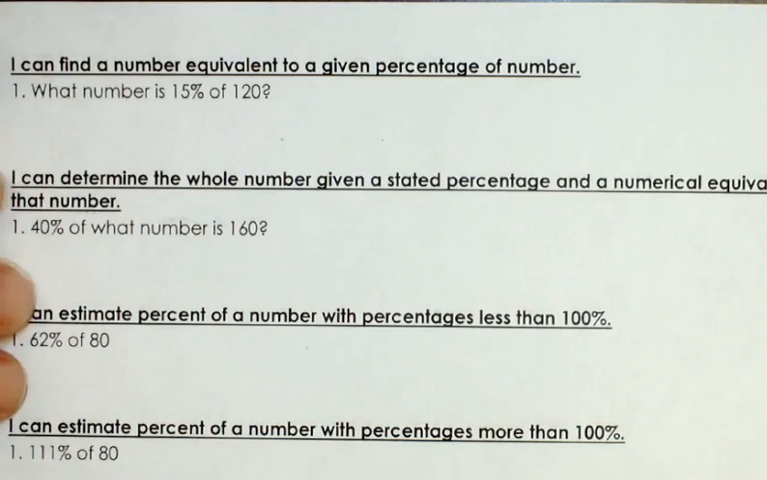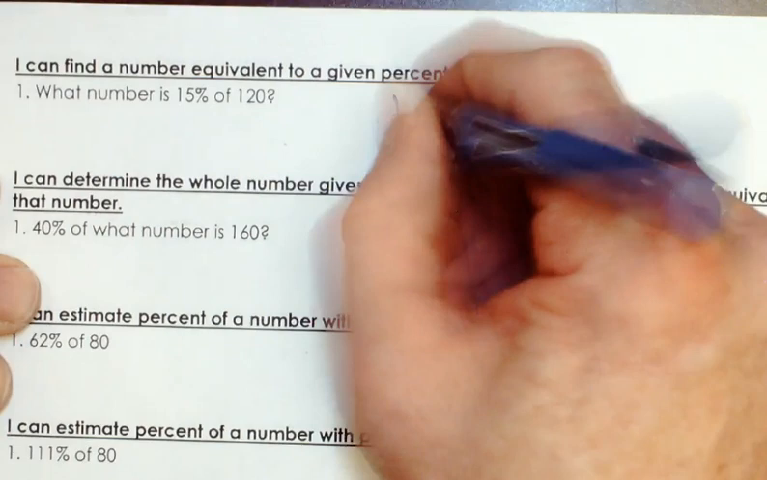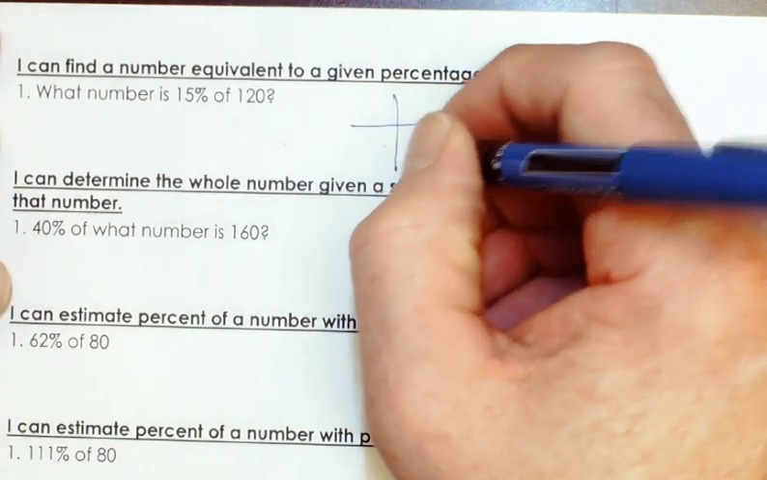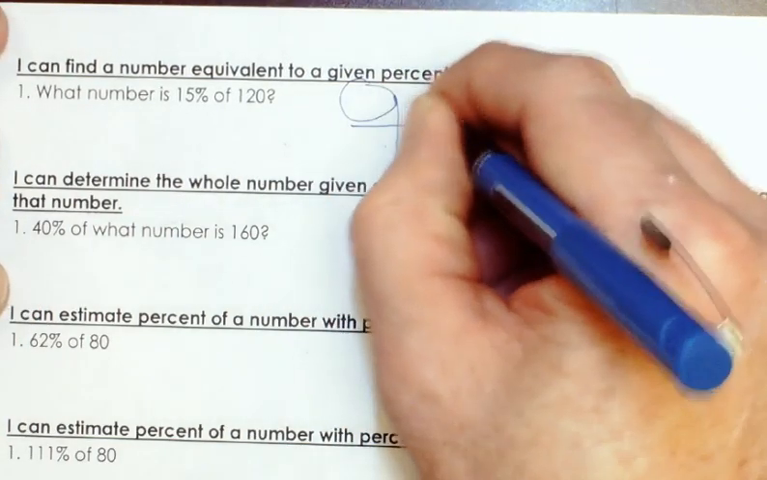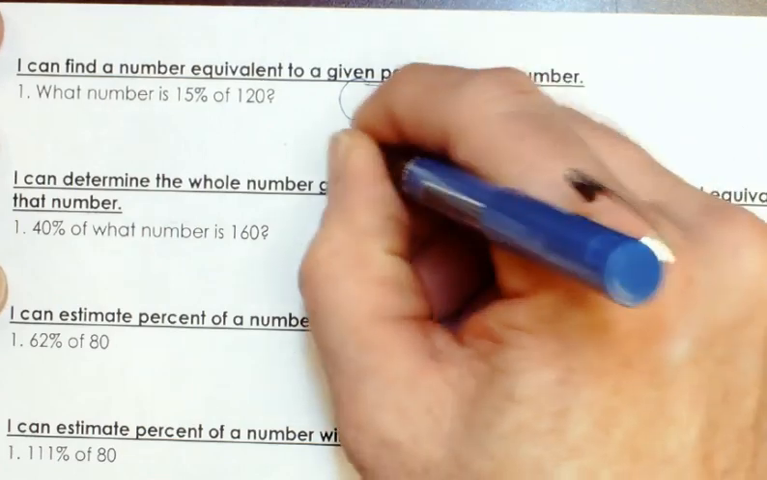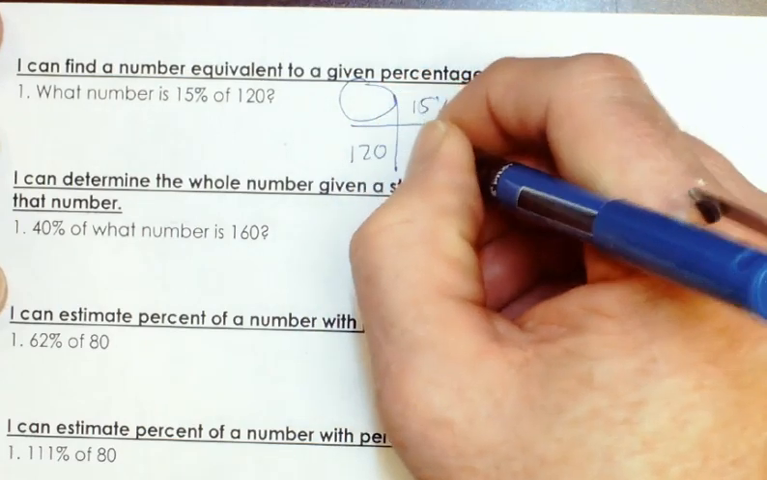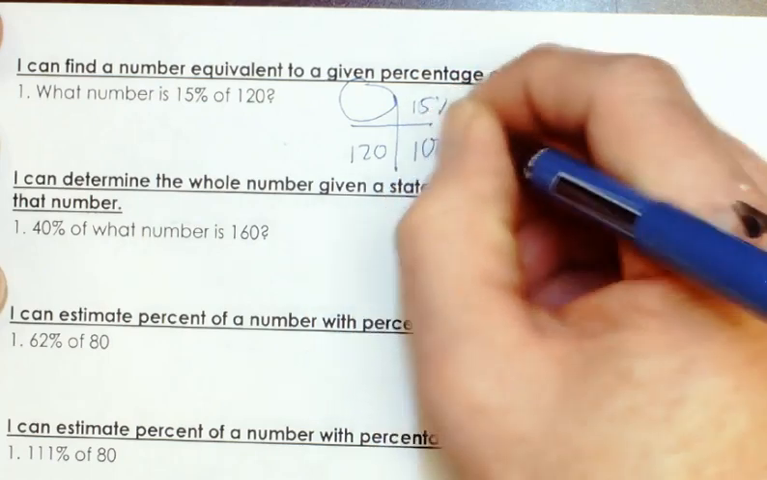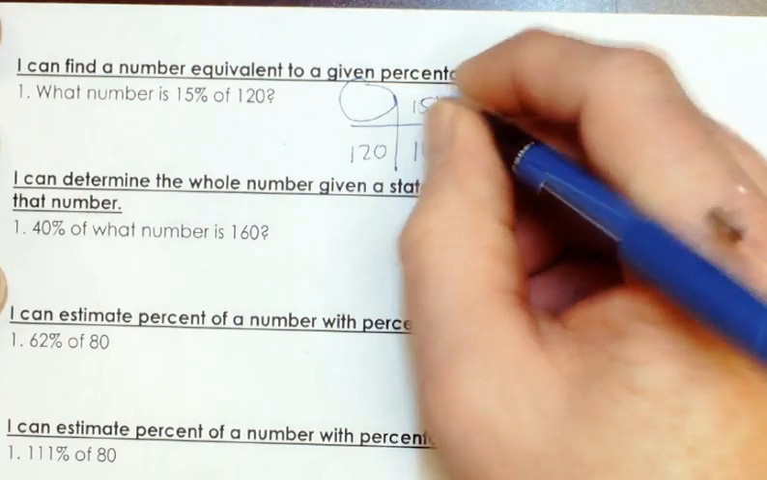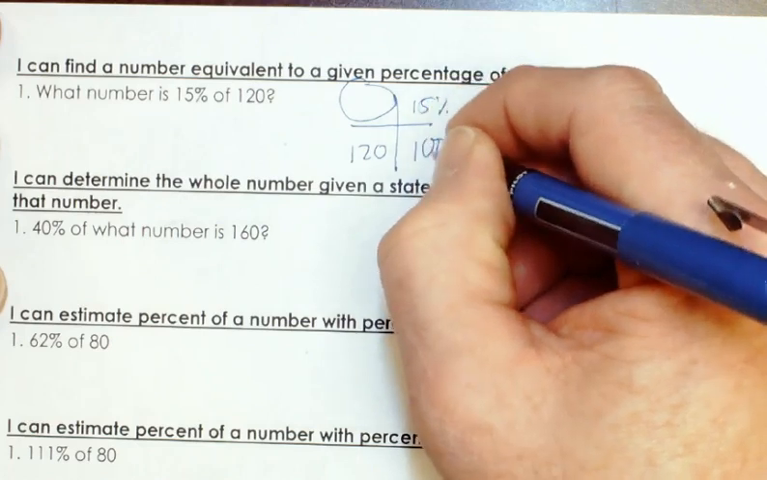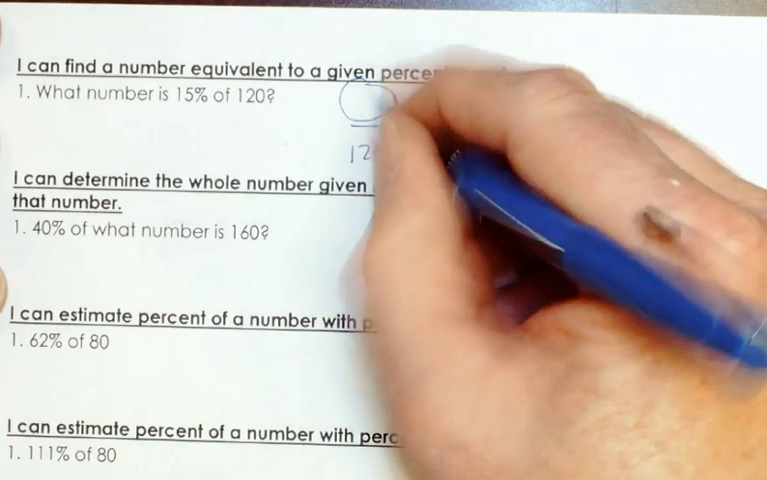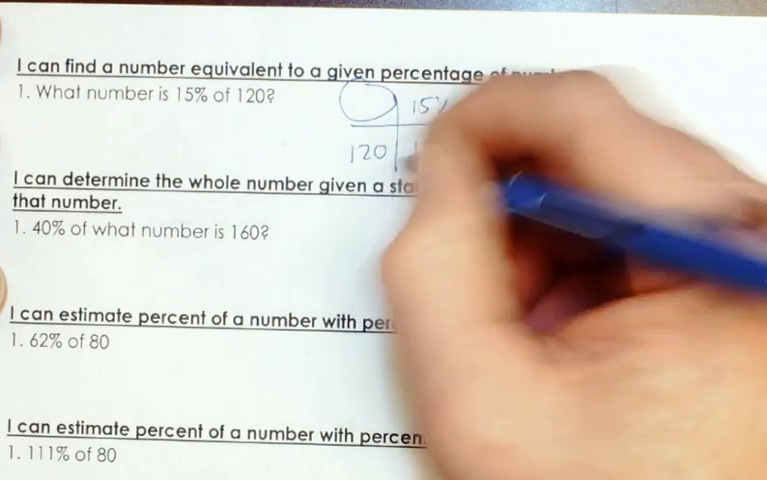All right, now I can find a number equivalent to a given percentage of a number. Here's where I really like this whole box idea. So what number is 15% of 120? Of signifies the whole. And so what we're really looking for with the box is a number that's 15% of 100, and we're looking for something that's an equivalent fraction of that number out of 120.